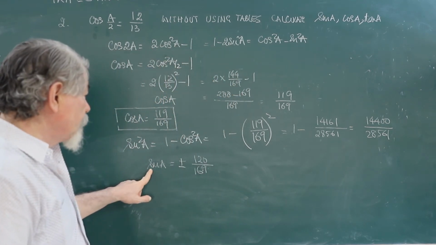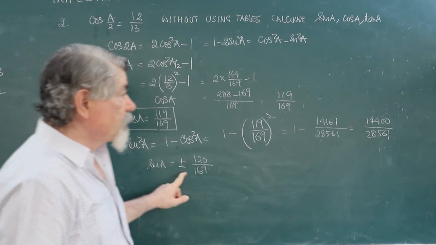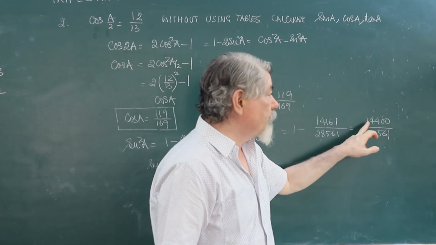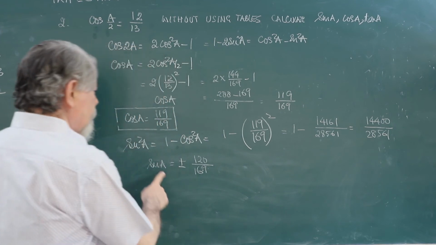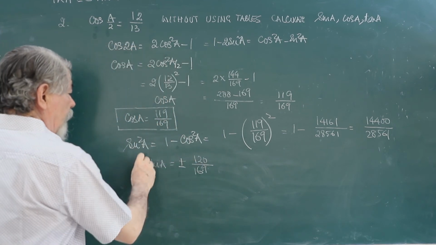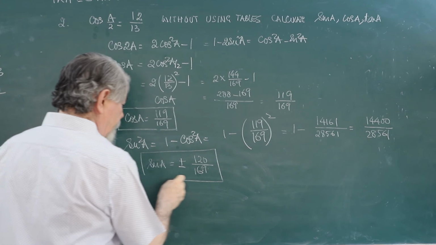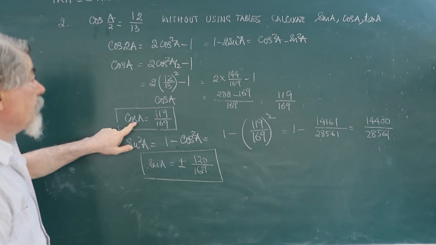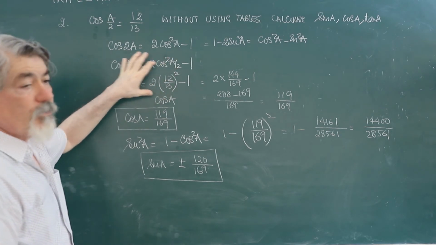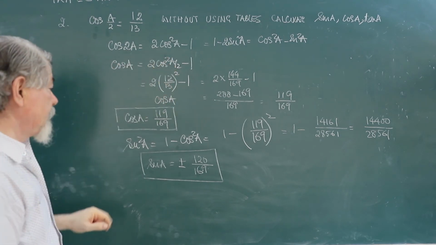When we took the square root, plus minus will come. The square root of the numerator is 120, and the square root of the denominator is 169. So sin A comes out to be plus minus 120 upon 169. Here it was coming plus only because there was no square root involved in it.